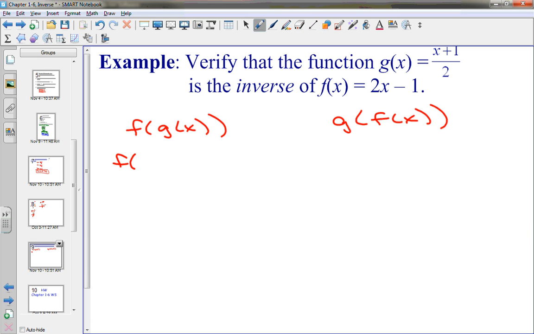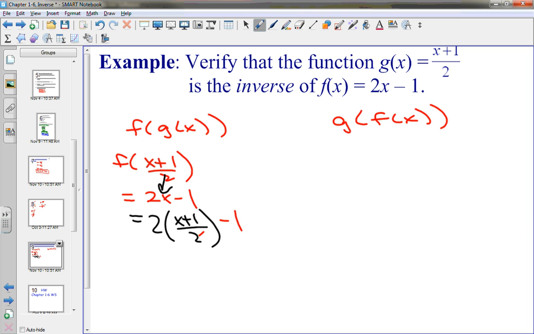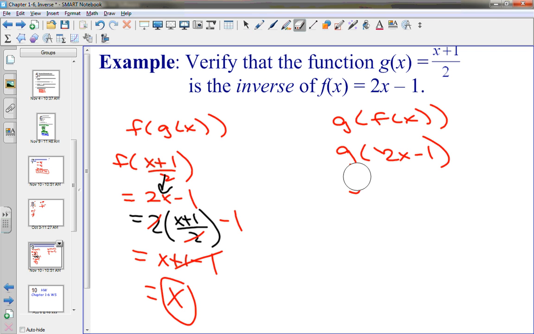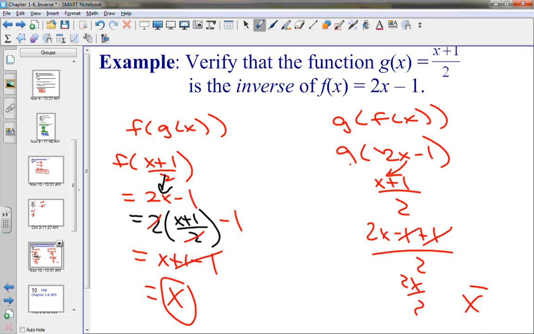Therefore, I'm going to do f at g, and f is going to be x plus 1 over 2. So that means I have 2x minus 1, and I'm going to plug in for x, this. The 2's cancel out, and I'm left with x plus 1 minus 1. Those cancel out, and I'm left with x. Is that what I wanted it to equal? Absolutely. And then over here, I'm going to do g at 2x minus 1. And g is going to be x plus 1 over 2. So that's 2x minus 1 plus 1 all over 2. Those cancel out. And I'm left with x. Do those two things equal? Yes.